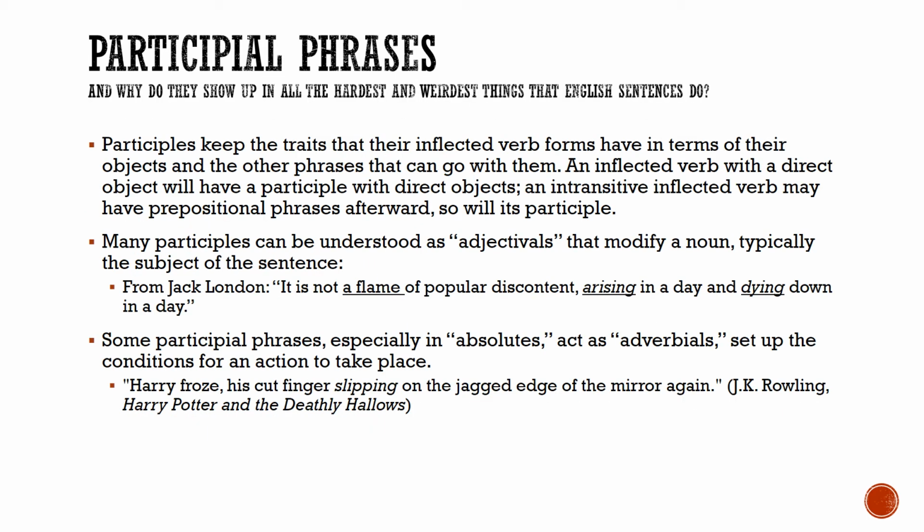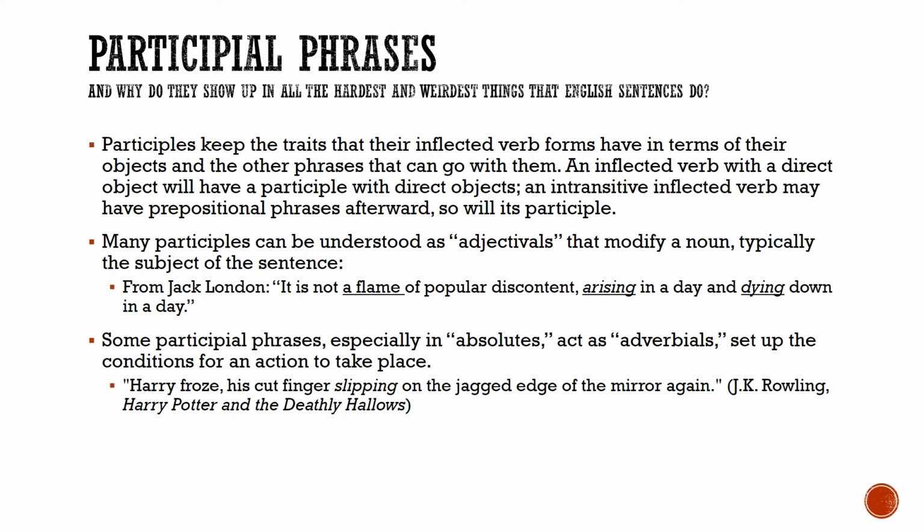Now, participial phrases are really important, and notice I have a subtitle here, and why do they show up in all the hardest and weirdest things that English sentences do? Now, I said earlier, participles keep all the traits that their inflected verb forms have in terms of their objects and the other phrases that can go with them. An inflected verb with a direct object will have a participle with direct objects. An intransitive inflected verb may have prepositional phrases afterwards, so will its participle. Many participles can be understood as adjectivals that modify a noun, typically or often the subject of a sentence.